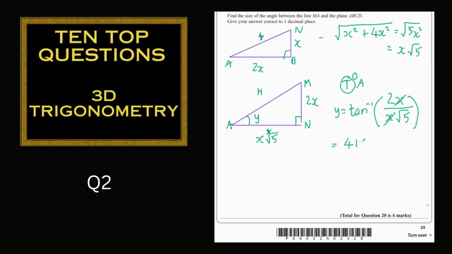Hopefully you get 41.81 and so on. Do as you're told if you are told something. 1 decimal place. So 41.8 it is. I really need to practice my 8s.